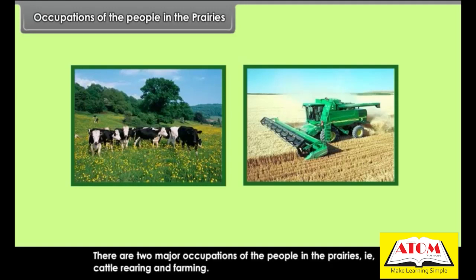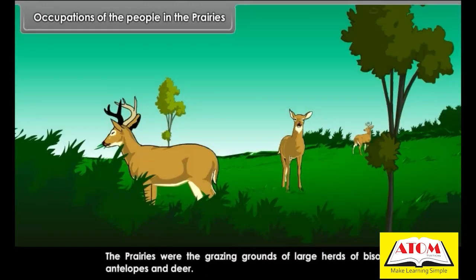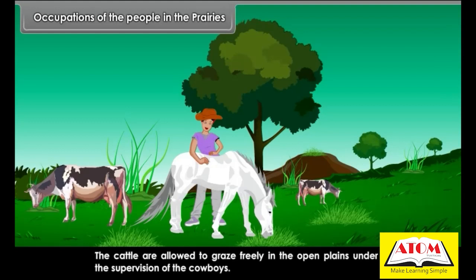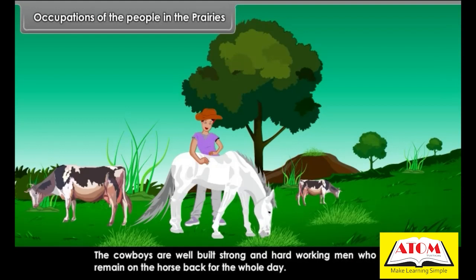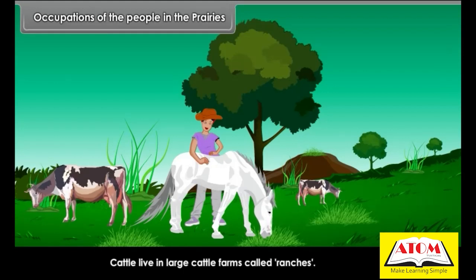Occupations of the people in the prairies. There are two major occupations of the people in the prairies, that is, cattle rearing and farming. The prairies were the grazing grounds of large herds of bison, antelopes and deer. The cattle are allowed to graze freely in the open plains under the supervision of the cowboys. The cowboys are well-built, strong and hard-working men who remain on horseback for the whole day. Cattle live in large cattle farms called ranches.